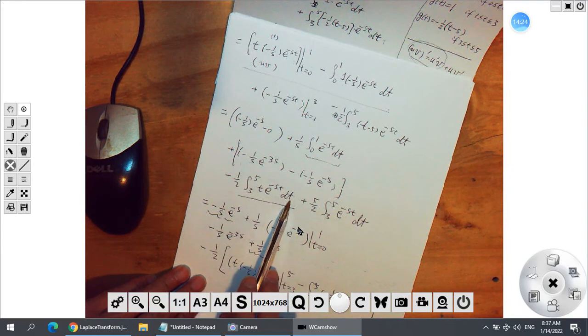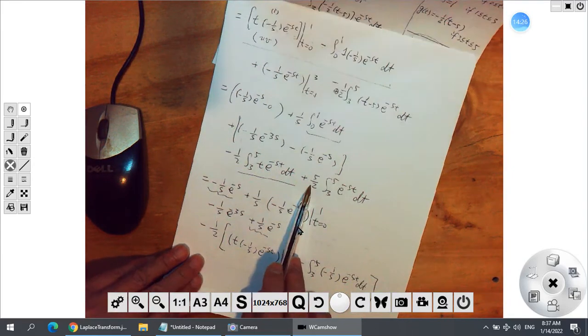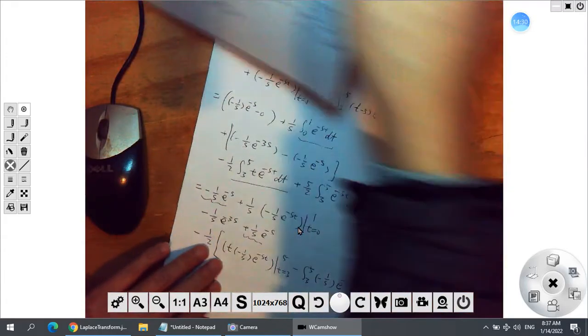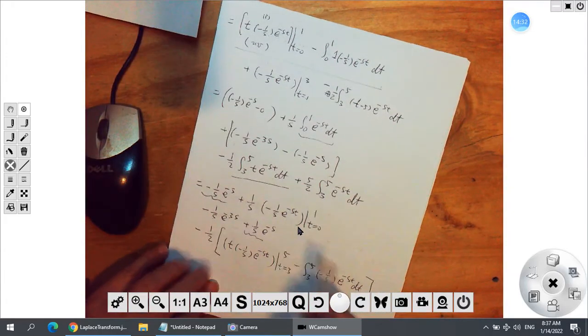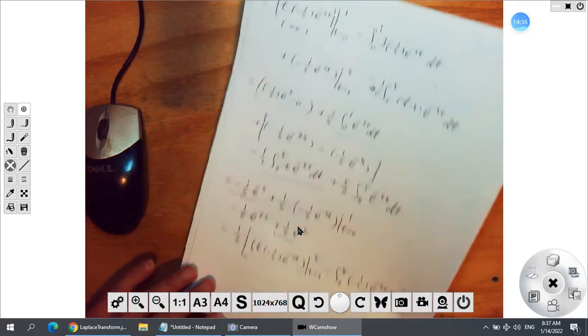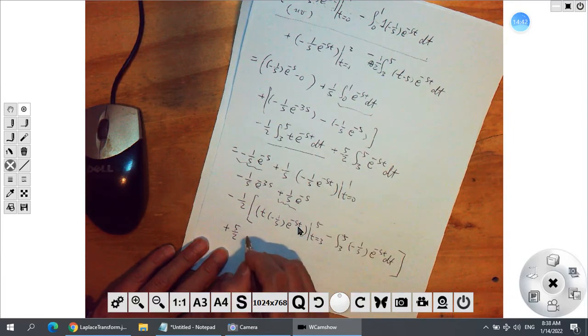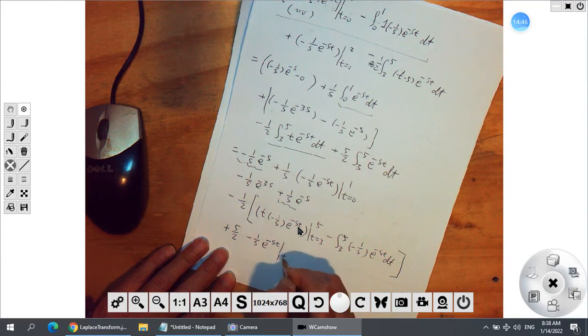Alright, so this is this part. And then we have another part. We have a lot, you see. The other part is this one. This one is plus 5 over 2 times negative 1 over s e to the negative st, and the t runs from 3 to 5.